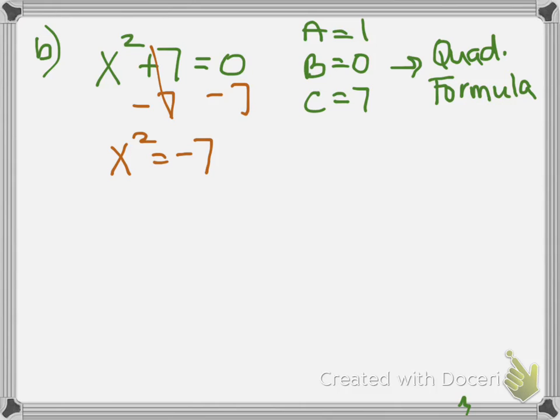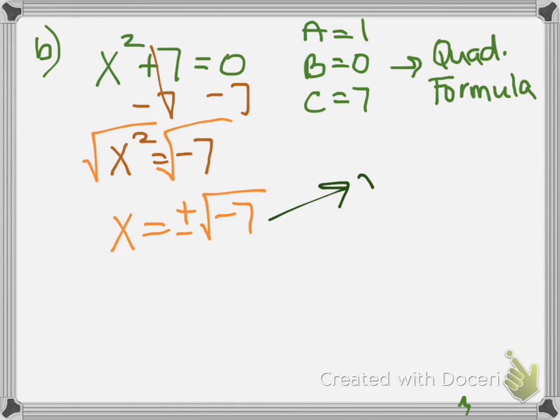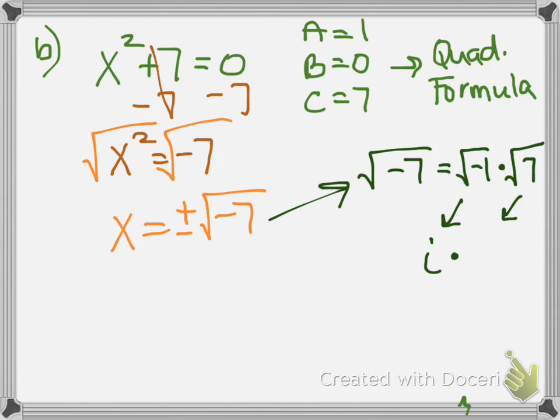And then how do we undo squaring something? Well, we take the square root. So I do the square root of x squared and the square root of negative 7. So that would give me x equals plus or minus the square root of negative 7. And again, here we run into the idea that we have a square root of a negative. So again, little sidebar: the square root of negative 7 turns into the square root of negative 1 times the square root of 7. So the square root of negative 1 is automatically an i times the square root of 7.